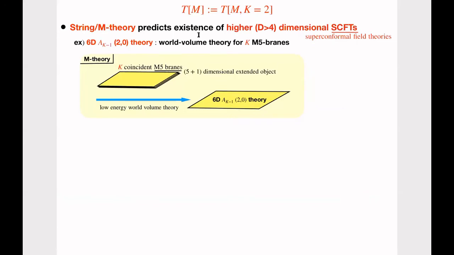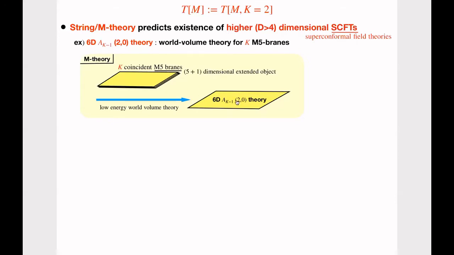In string/M theory, there is a basic object called the M5 brane, a five plus one dimensional extended object living in 11-dimensional M theory. If we put K coincident M5 branes in a stack, there will be some interaction between the M5 branes. The low-energy effective worldvolume theory on these M5 branes is described by the so-called six-dimensional (2,0) theory. This is a six-dimensional theory labeled by K, a five plus one dimensional quantum system arising from the worldvolume theory on the M5 branes.